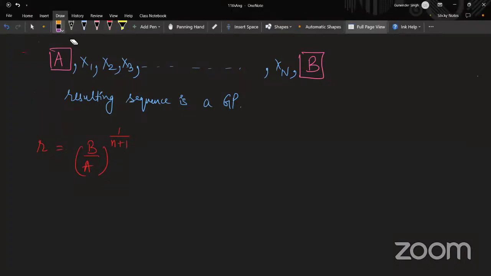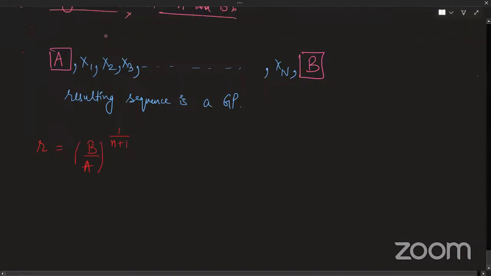Very easy. It is just simple, like we did before, the same way we are doing it here. So my common ratio is equal to b by a. And what will be my first term? What will be my x1 equal to? x1 is a multiplied by r, right? So it is a into b by a raised to 1 by n plus 1. Right? Easy.